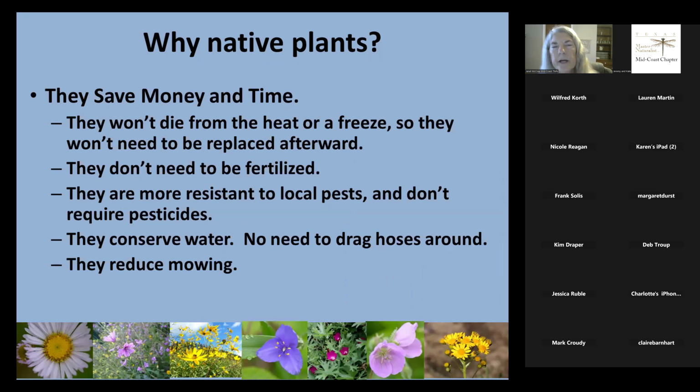So native plants also save us time and money. Our native plants don't usually die during a heat wave or during a hard freeze, and so we don't have to spend money replacing them afterward. They don't need to be fertilized because they're used to that area. They're more resistant to the local pests, and so they don't require pesticides. And they conserve water, so we don't need to drag water hoses around in our yard, and they reduce mowing. And in fact, if you plant densely, you don't even have to use a lot of mulch either. Your living mulch will keep out the weeds, and that'll save you money on having to buy the mulch.